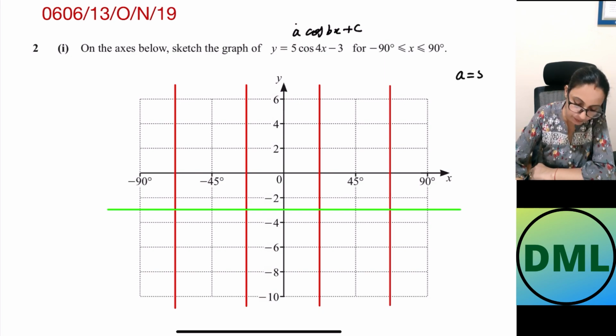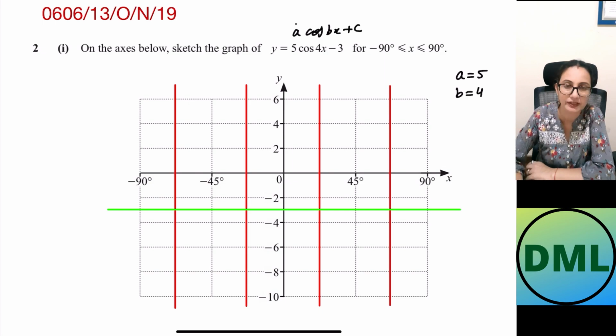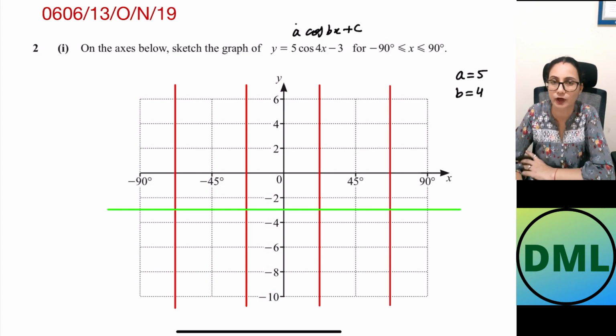So a is equal to 5, which is our amplitude. The value for b is 4. Let's write down the value here. So b is equal to 4. It will give you the number of cycles inside your cos period. In the cos period of 360 degree, I have 4 cycles.